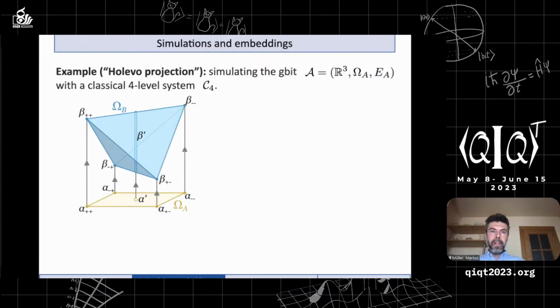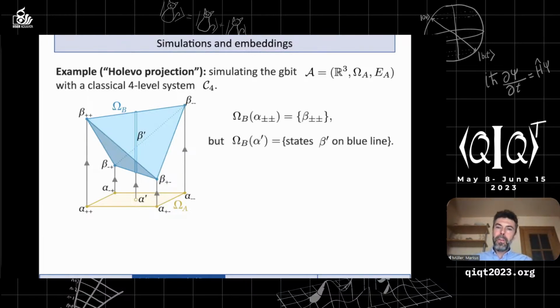An example is given by what's called the Hollywood projection, where you simulate the generalized bit, the square bit that I've talked about earlier, with a classical 4-level system. So essentially you say, well, in the lab, I see the square at the bottom, but fundamentally I have a 4-level classical system. All I see is this kind of shadow, this projection.